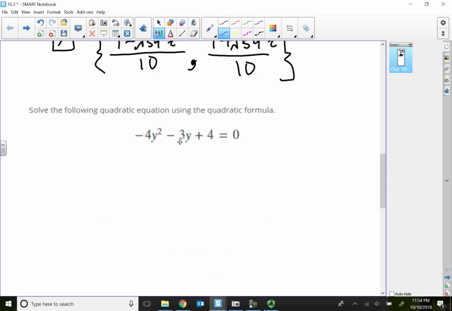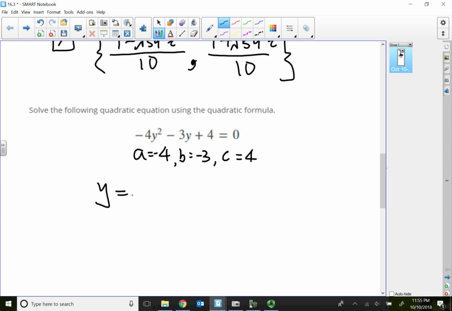There's no way I can factor this, so I think that most of the problems I picked to do in the video cannot be factored. So my A is going to be negative 4. My B is negative 3, the coefficient of the y to the first, or x to the first. My C is positive 4.